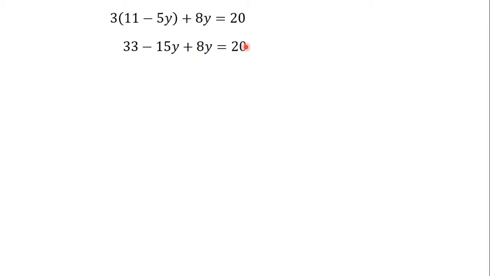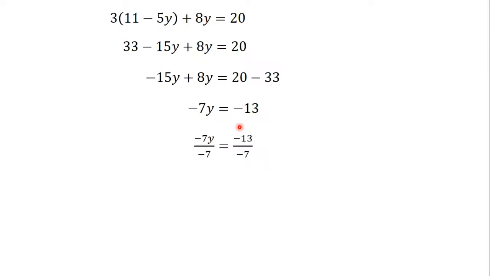You group like terms and you simplify. We are going to have minus 15y plus 8y is equal to 20 minus 33. Minus 15y plus 8y, from algebra, we know that this is the same as minus 7y is equal to minus 13. So you divide both sides by minus 7, and y is giving us 13 over 7. So you have been able to find y to be 13 over 7.